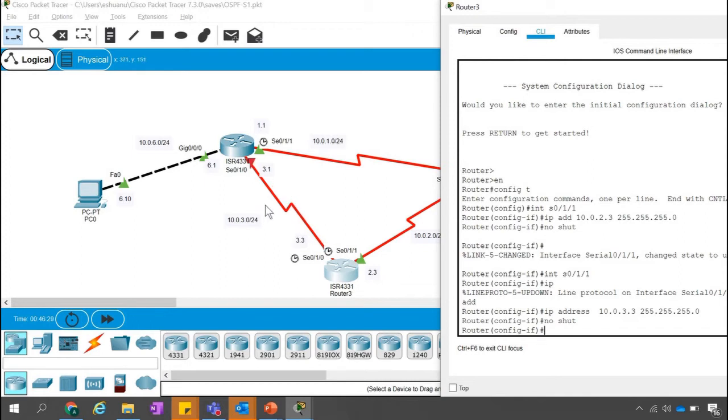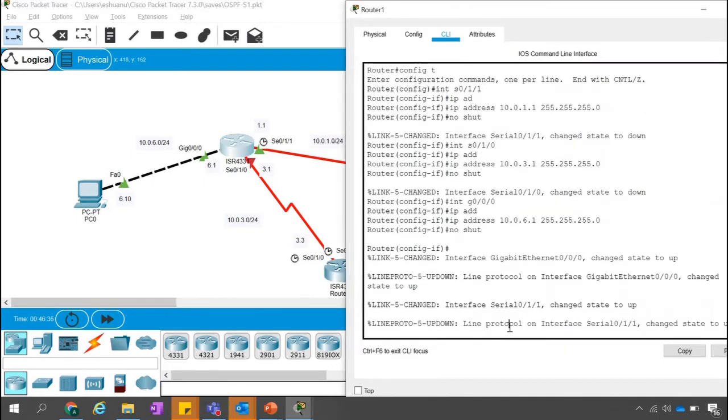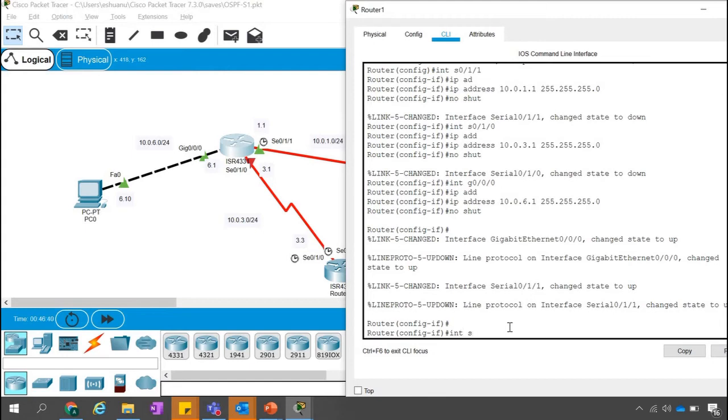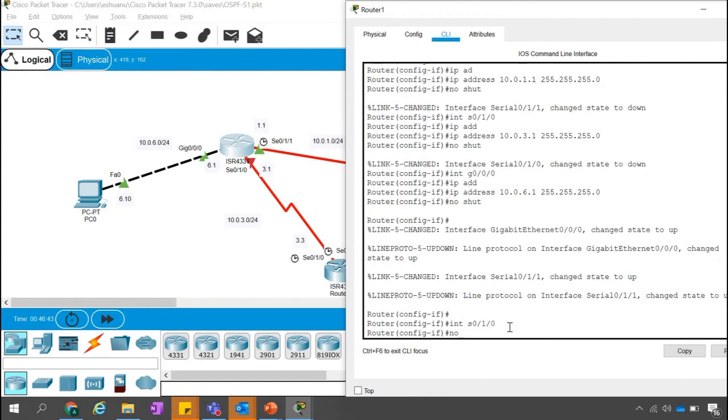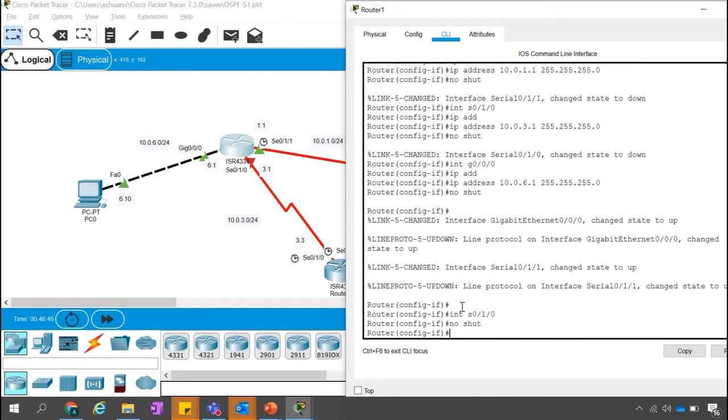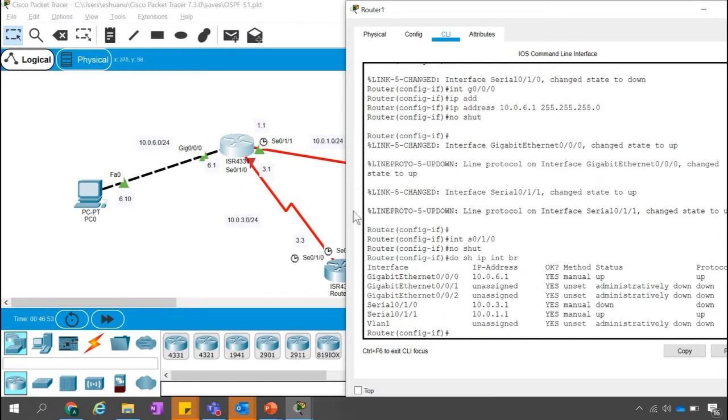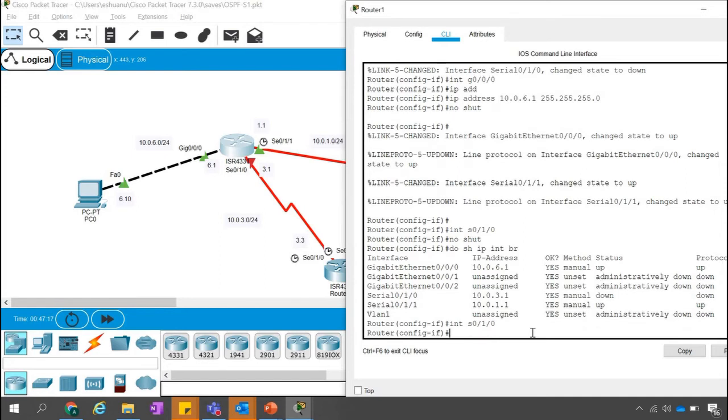Oh, it is not up. It should be up, right? This 3.3, but it is still not. I think we have not given no shutdown on this 3.1. Interface S0/1/0, no shut. No. Then what is the problem? Do show IP interface brief. We have given the IP address here, gigabit Ethernet is done. Serial 1/0, 3.1, and the status is down. Protocol is down. It should be right. Interface serial 0/1/0, no shutdown.